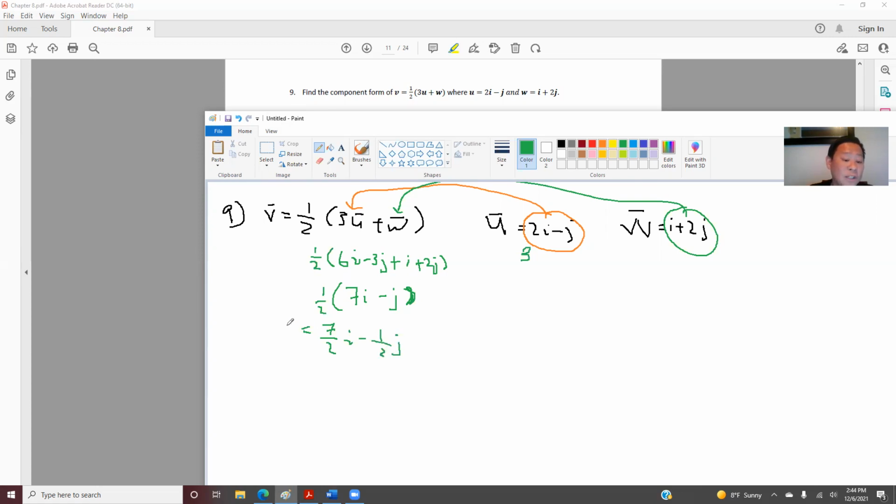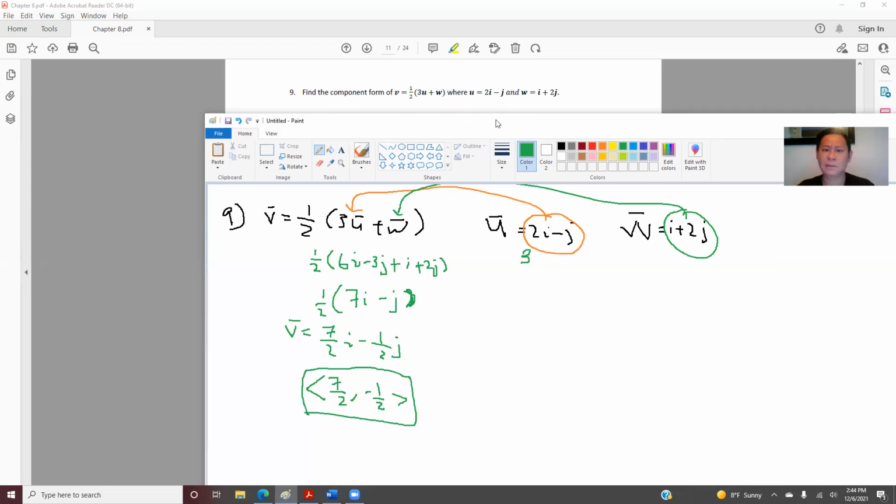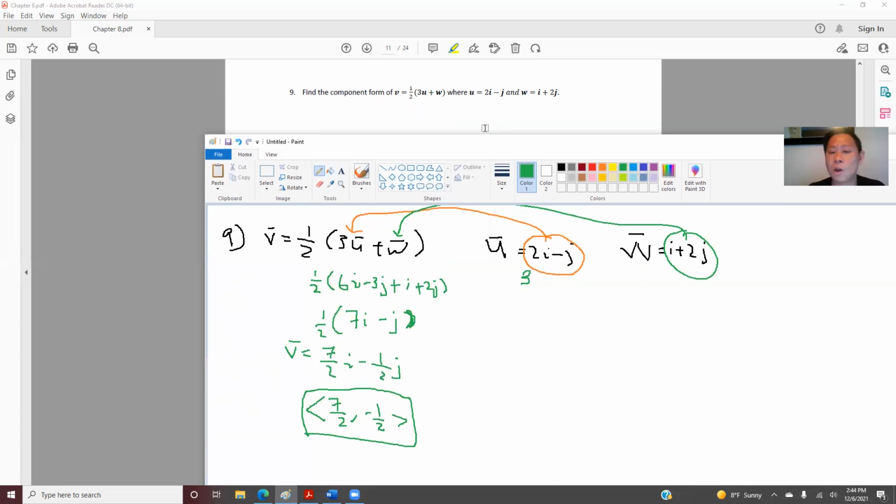But again, this question does not want a linear combination form. They want this in component form. So you just need to put the less than and greater than signs. So it's <7/2, -1/2>. This is your answer for this case. Very simple stuff, right? You notice that this is not too difficult. Not really.